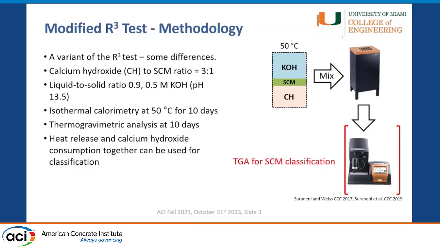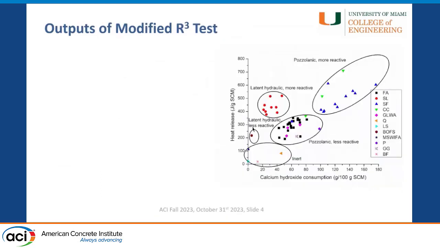And you also carry out thermogravimetric analysis in case you want to classify the SCM into whether it is inert, latent hydraulic or pozzolanic. If you just use the heat release values, you can tell whether an SCM is reactive or not. So we have a reactivity threshold which I'll talk about shortly. And the calcium hydroxide consumption together with your heat release values from isothermal calorimetry can give you the classification of the SCM. So what do these outputs mean?